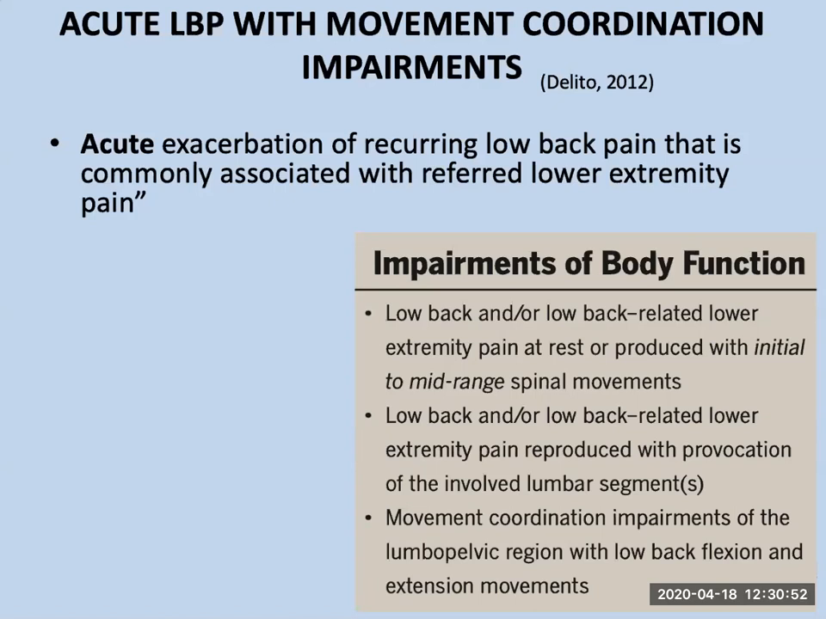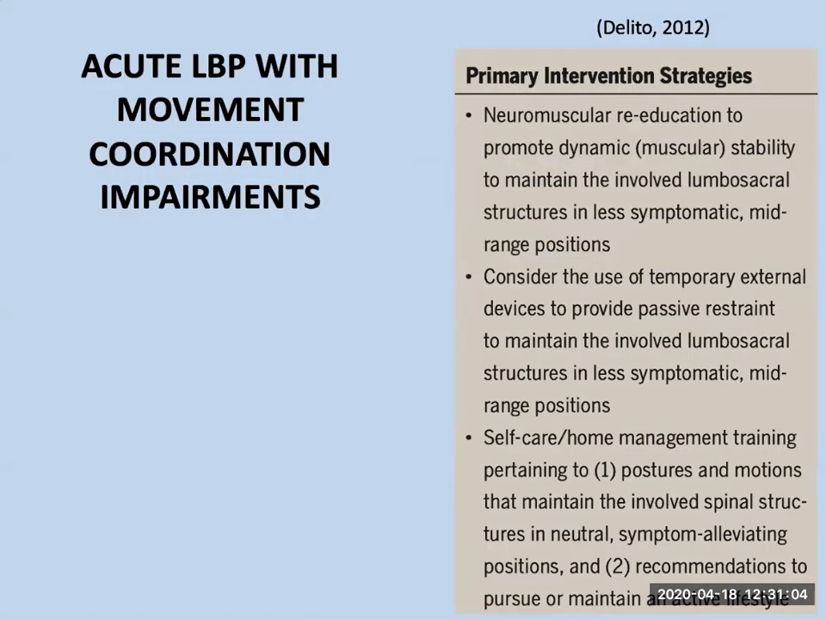And also note, generally speaking, pain with initial to mid-range spine movement, so active range of motion in the spine from early on to mid-motion, especially. So intervention strategies that you want to focus on with this population: neuromuscular reeducation, a very important intervention strategy when we're talking about movement coordination impairments.